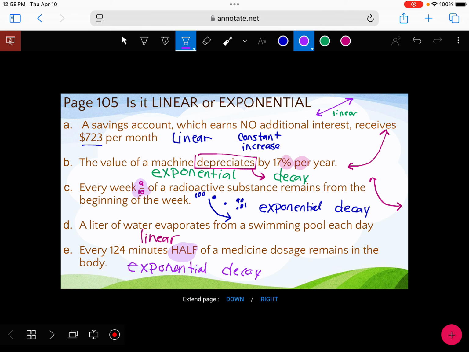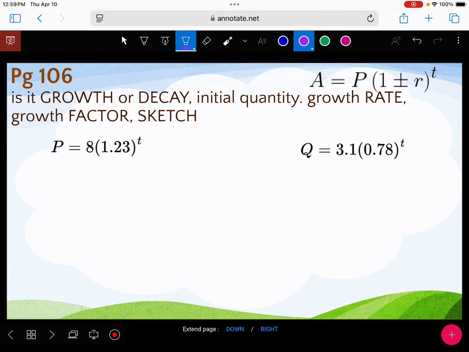So what we're going to look at next is some equations on the next page. We're going to figure out some pieces about it. We're going to figure out what rate was given. We're going to figure out how many they started with, and we're going to make kind of a sketch.